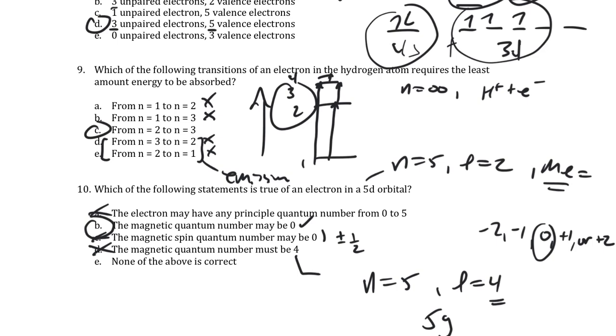Okay, so that just kind of connects it. With a d, the d just means L is 2. And so then that tells us our range of m sub L's from plus L to minus L.